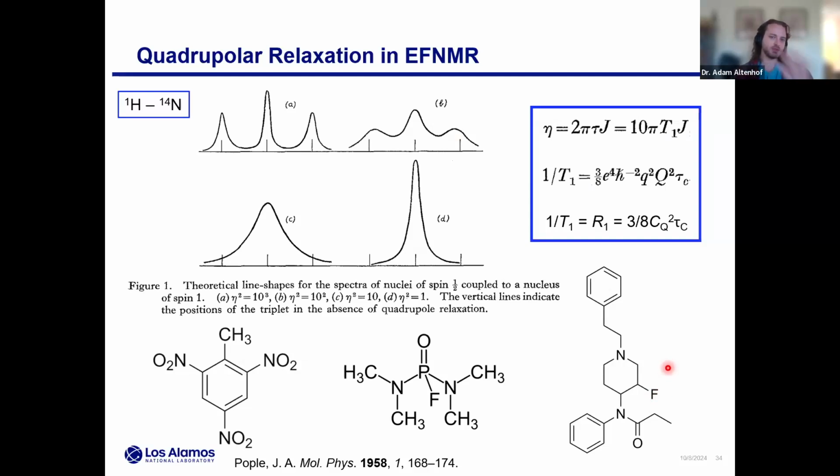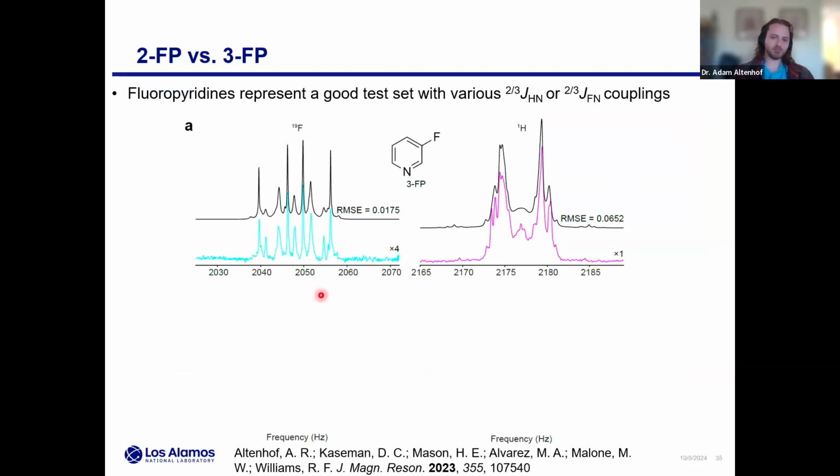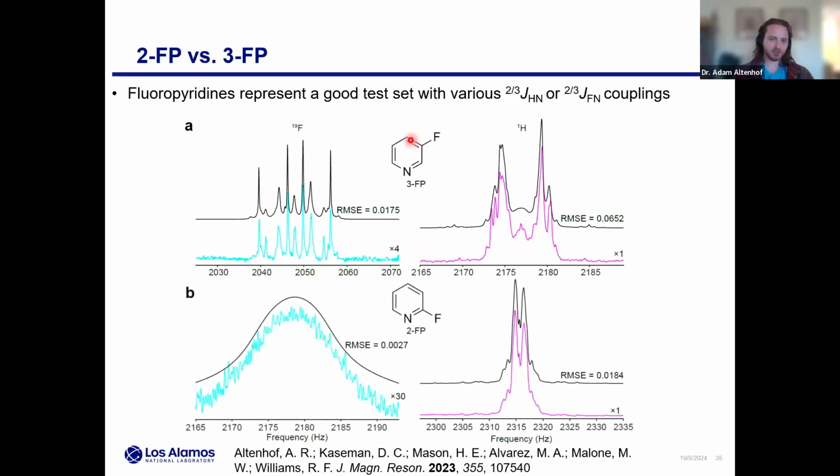So before this study, we weren't sure how these effects would manifest at Earth's field. To briefly touch on this, again, reference the publication if you're interested in this more. We have these two compounds, these fluoropyridines. We figured these would be decent surrogates of more controlled substances. And what we're comparing here is 3- and 2-fluoropyridine. So in this case, the J coupling from fluorine to nitrogen will, of course, be much stronger.